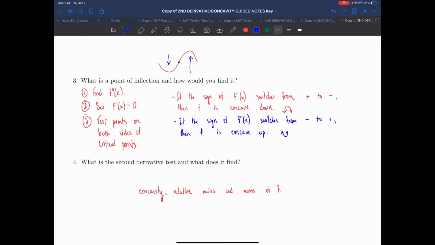The way you find that is to find f double prime, set it to 0, and then test points on both sides of the critical points. It's a lot like the first derivative test, except it's in the second derivative. Same process, but the results that you get from it mean different things. If the sign of f double prime switches from positive to negative, then f is concave down. If the sign of f double prime switches from negative to positive, then f is concave up. So the second derivative test relates to concavity and relative mins and maxes of f.